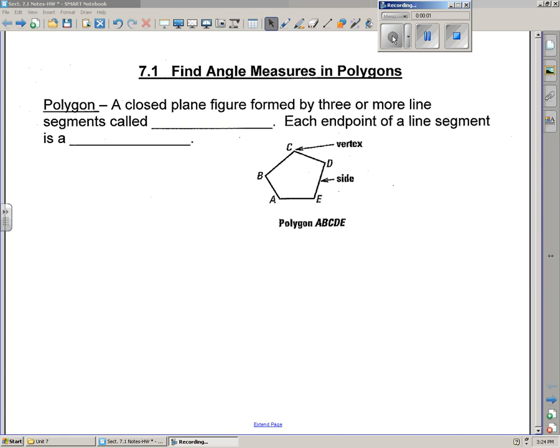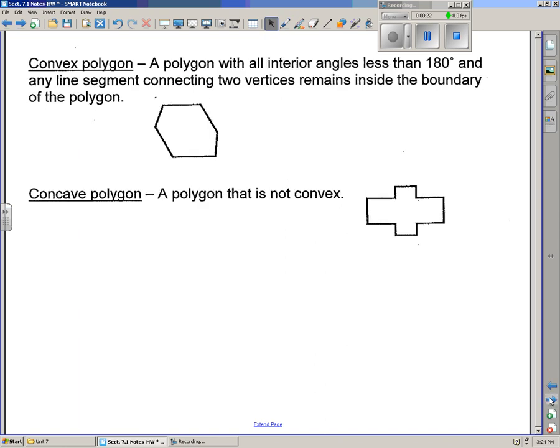So for today's lesson, we're talking about finding angle measures in a polygon. A polygon is a closed plane figure, and it's formed by 3 or more line segments, and those line segments are all called sides. And then each endpoint of a line segment is called a vertex. So you've got convex polygons and concave polygons.